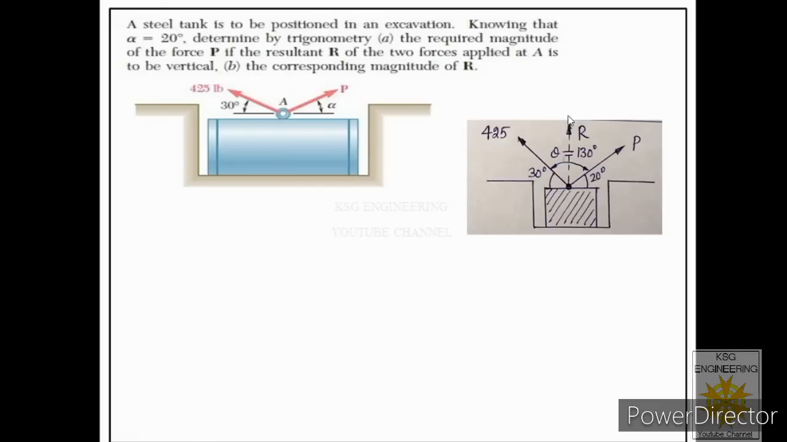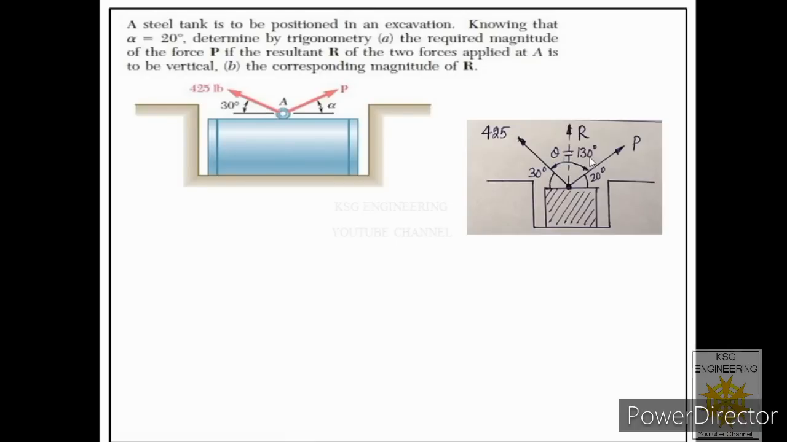Then what is the next thing we should mention in the free body? The angle between the two concurrent forces. So what is the angle between the two concurrent forces? Very easy. This is 20, this is 30. So what will be the angle? It will be 180 minus 50. So that will be 130 degrees. So you see it is mentioned here.